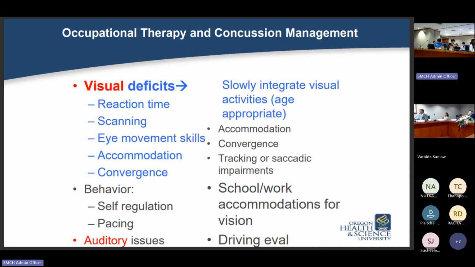And then our occupational therapists do a lot of the visual therapy, but they also work on reaction time and work on these other aspects of eye motion. Also, different areas of sensory integration are focused on as well as driving evaluation. There's a whole protocol for driving evaluation, which I don't think I was talking too much about. And then the auditory issues that have to go along with concussion. Unfortunately, it'd be great if we had audiologists involved, but we don't.